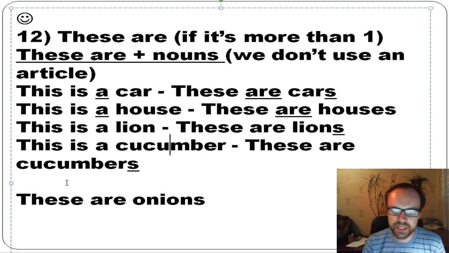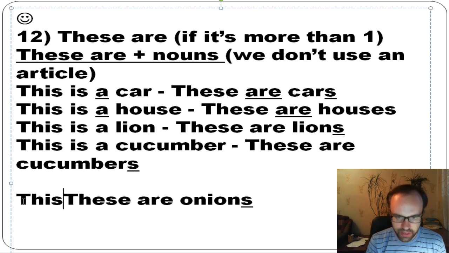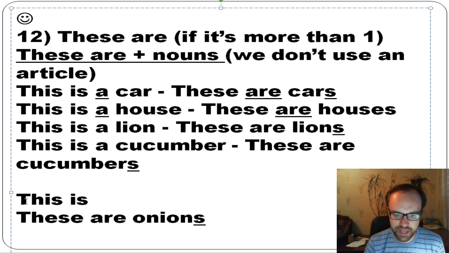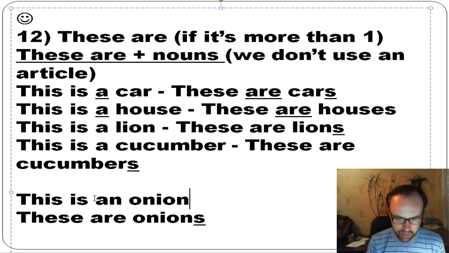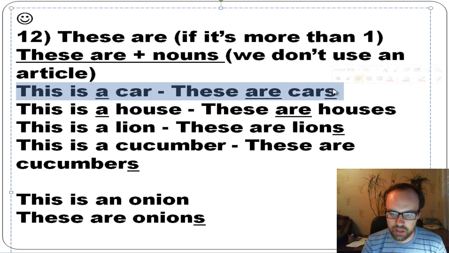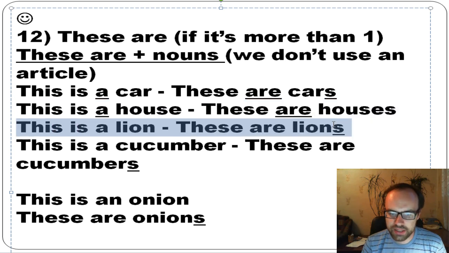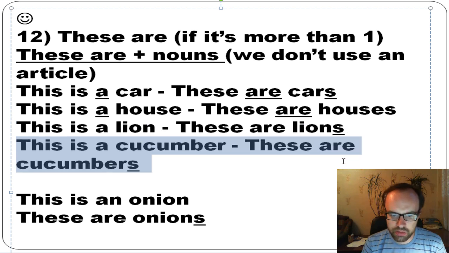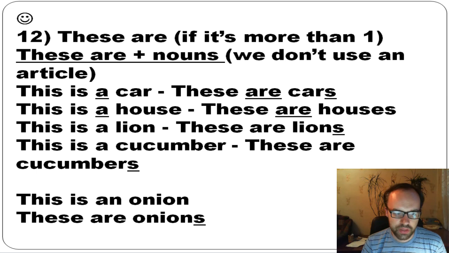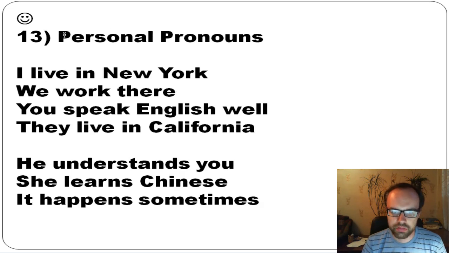Okay, so these are onions. If it's one, you say this is an onion. Okay, so look, this is a car, these are cars. This is a house, these are houses. This is a line, these are lines. This is a cucumber, these are cucumbers. This is an onion, these are onions. Okay, next. So personal pronouns.